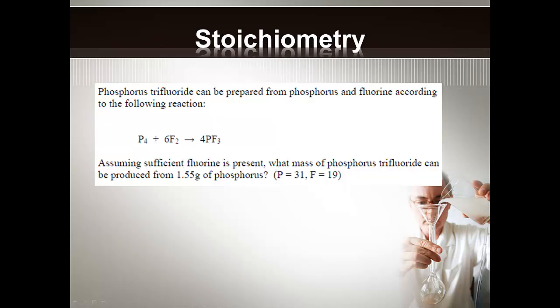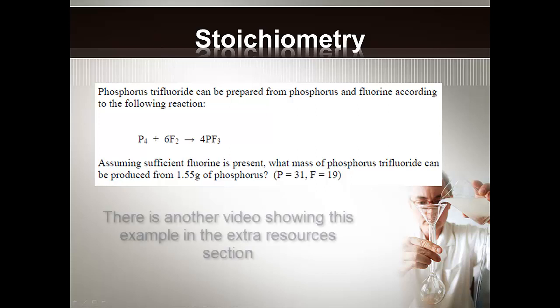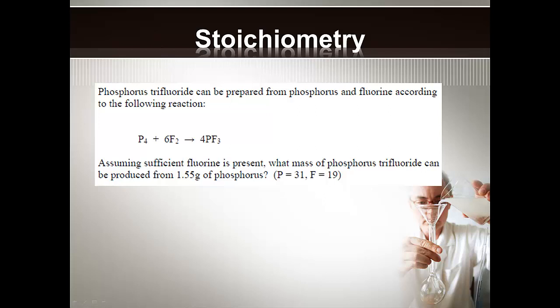Phosphorus trifluoride can be prepared from phosphorus and fluorine according to the following reaction: P4 plus 6F2 gives us 4PF3. And this is where people can get confused. How many things do we have on the left-hand side? We've got P4, which is one thing, and 6 F2s, which is another 6 things. So we've got 7 things, 7 particles in total on the left-hand side.